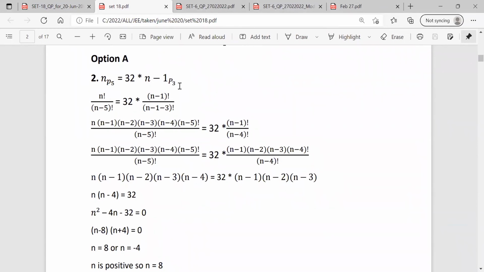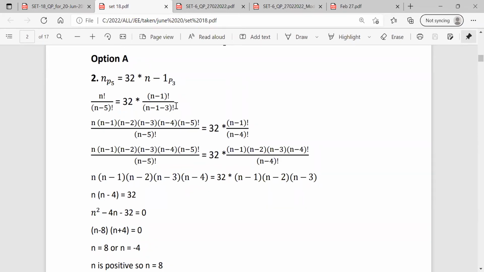So we know the equation of nPr, right? We can rewrite this simply as nP5 is equal to n factorial by n minus 5 factorial, which is equal to 32 into (n minus 1)P3. That is n minus 1 factorial by (n minus 1 minus 3) factorial, so it becomes n minus 4 factorial.